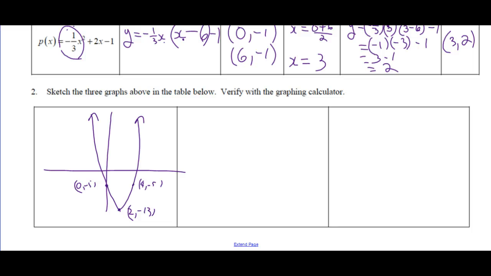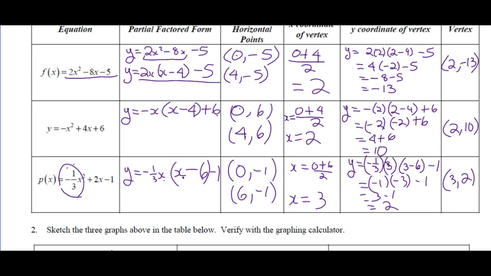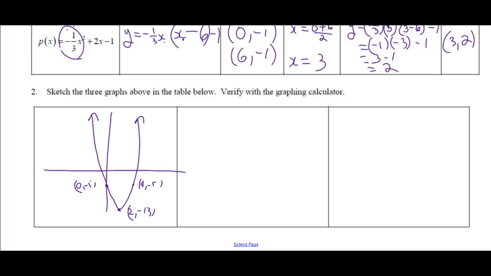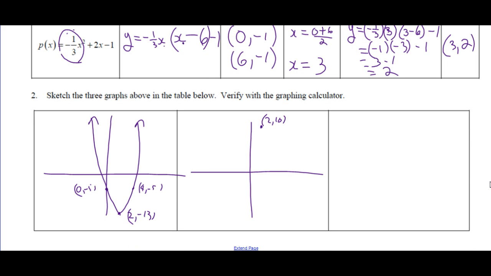Okay, so now we want to graph the second one, which is negative x squared plus 4x plus 6. So this tells me it opens down, right? We have 2 points, (0, 6) and (4, 6), and a vertex at (2, 10). Okay, so I'm just going to sketch this in. I'm going to go to (2, 10). There's my vertex at (2, 10). I've got the points at (0, 6) and (4, 6) on the horizontal line.